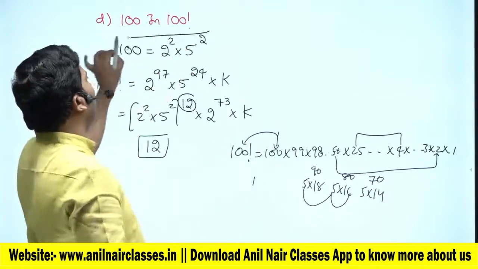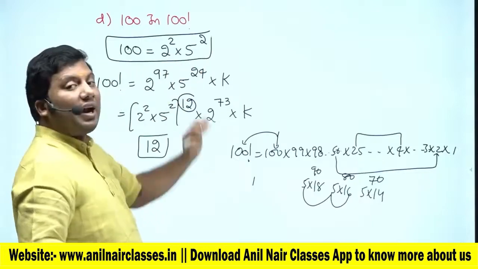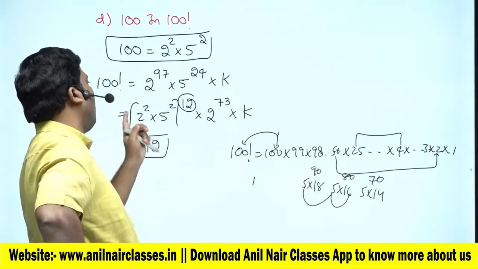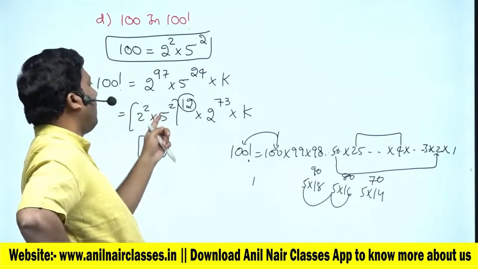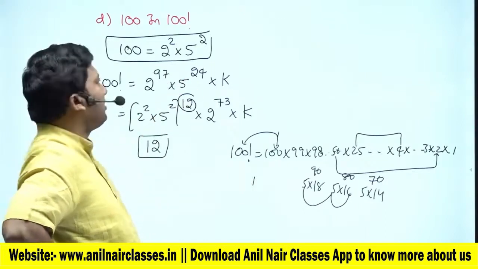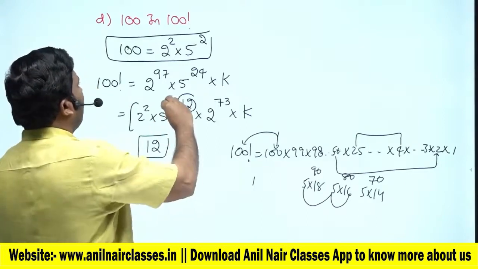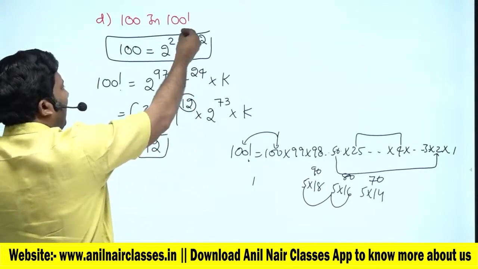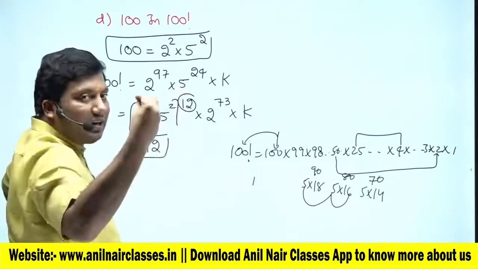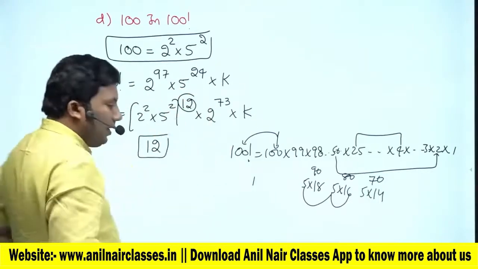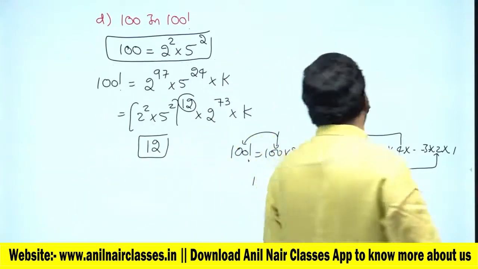100 is a composite number. Write it down as a power of prime bases: 2 square into 5 square. So 2 square into 5 square, power 12. So 2 12s are 24. Now if you see here, the highest power of 5 is 24. To get 100, I require 5 square, so 24 divided by 2 is 12. I hope it is clear.